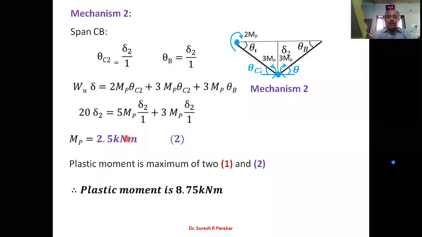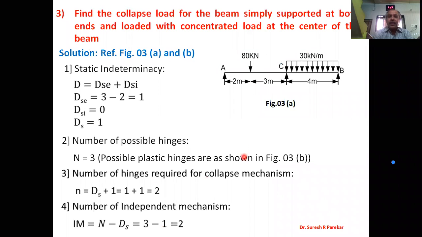From the first mechanism, value is 8.75 kilonewton meter. From the second, 2.5 kilonewton meter. So we have to take the maximum of the two, and that is 8.75 kilonewton meter. So this is for the second problem, where MP is not the same for both spans. Now third, we have a concentrated load in AC, which is eccentric, and then we have UDL in CB. Now this is again as it is.